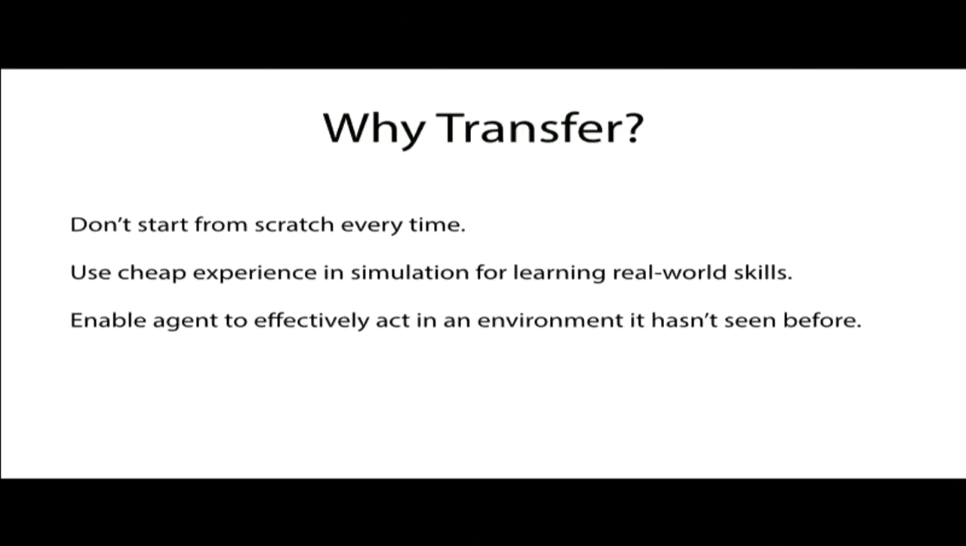And lastly, we want to be able to enable an agent to effectively act in an environment or scenario that it hasn't seen before. If it can reuse its experience in some environments and with some different tasks, and then it sees an environment or an object that it hasn't seen before, we want it to effectively adapt to that scenario and learn how to act in that environment very quickly. Okay, so now that we've set up the motivation, what is transfer?